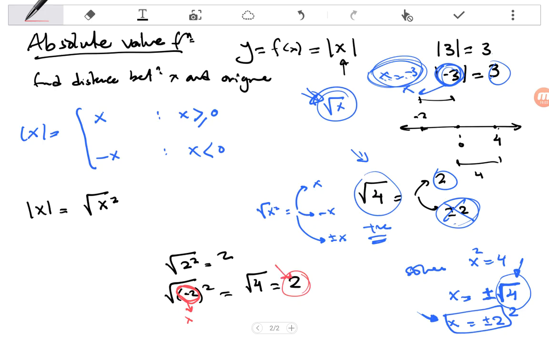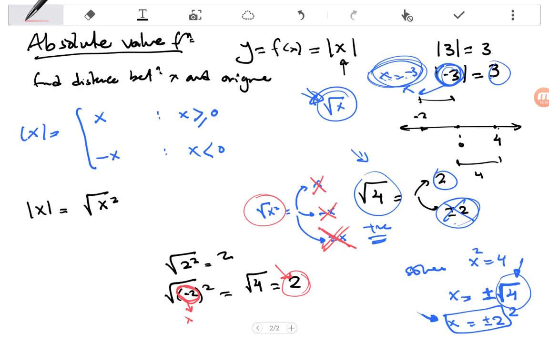In that case, it was -x, not x. So I cannot say it is x, and I cannot say it is -x, and surely I cannot say it is plus or minus, because it is a function and it will give me only one output. So surely I cannot say it is plus or minus.